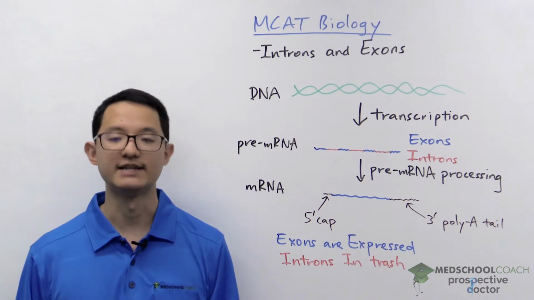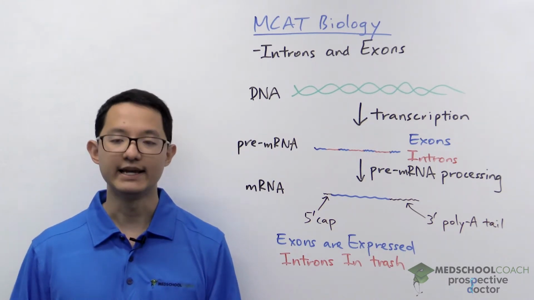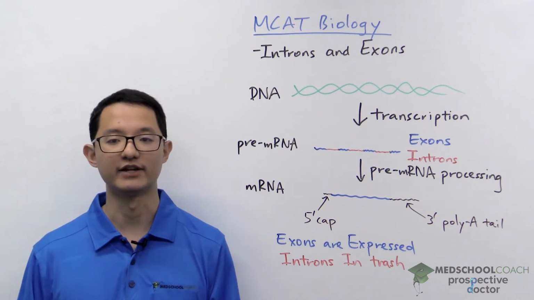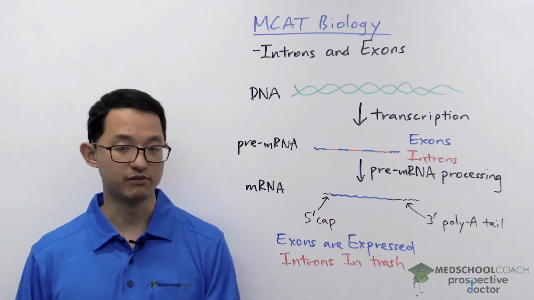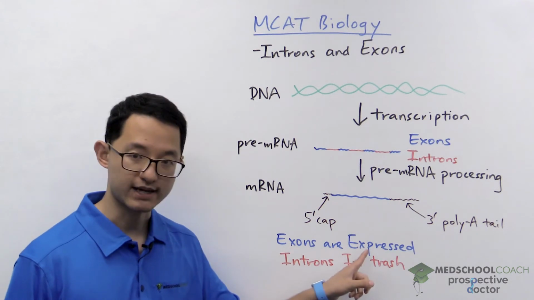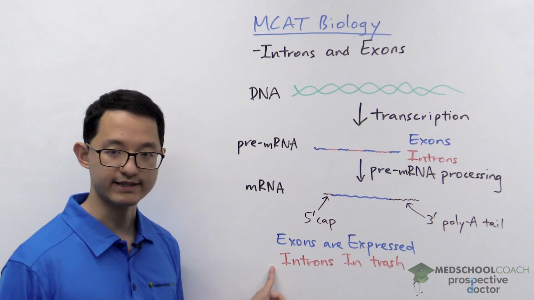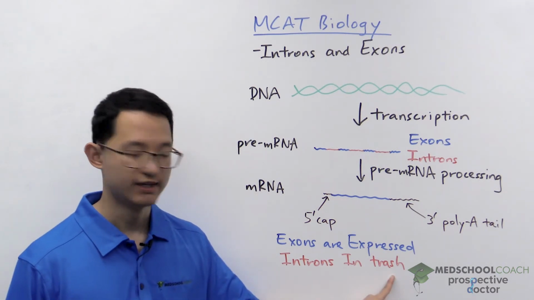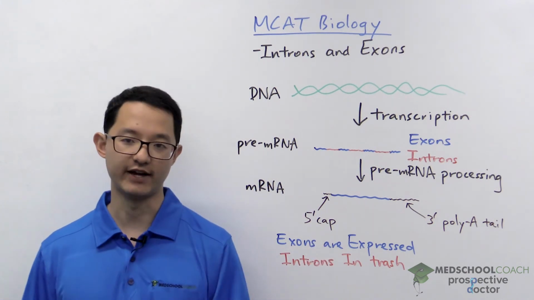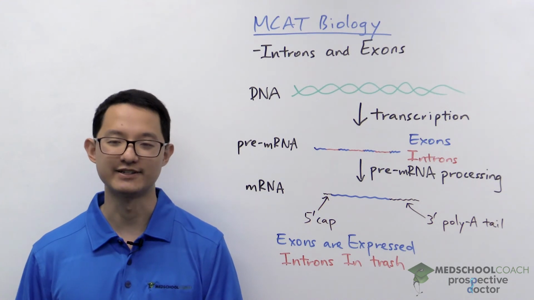Now the focus here is on exons and introns. So you want to keep in mind for the MCAT that introns get removed and the exons are kept in the final mRNA molecule. So a good mnemonic to help you memorize that is exons are expressed. So they're kept in the final mRNA molecule, whereas introns are in the trash. So because they're in the trash, the introns are not in the final mRNA molecule. So hopefully that'll help you keep track of exons and introns for the exam.